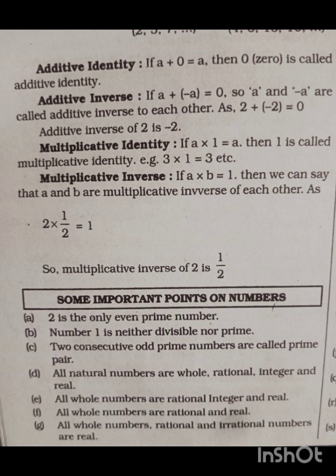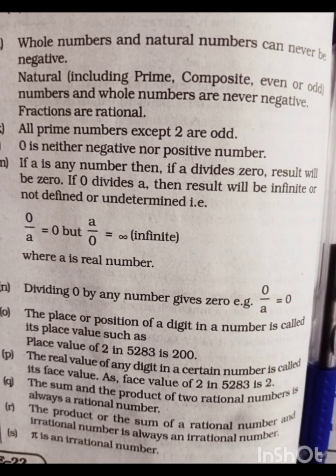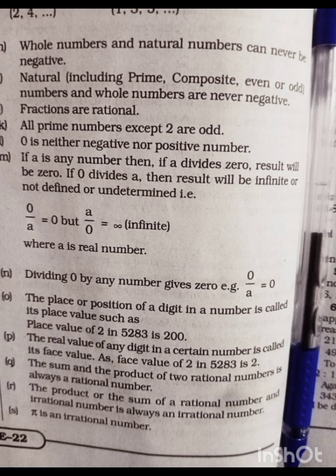All whole numbers are rational and real numbers. All whole numbers, rational numbers, and irrational numbers are real. Whole numbers and natural numbers can never be negative. Natural numbers, including prime, composite, even, or odd numbers, and whole numbers are never negative. Fractions are rational. All prime numbers except 2 are odd. 0 is neither negative nor positive.